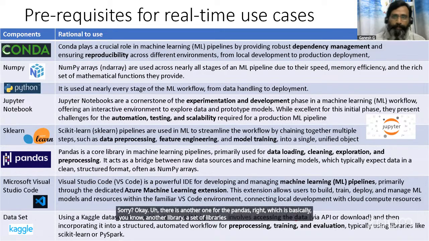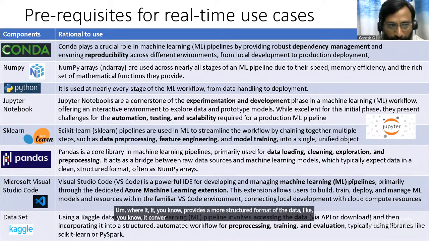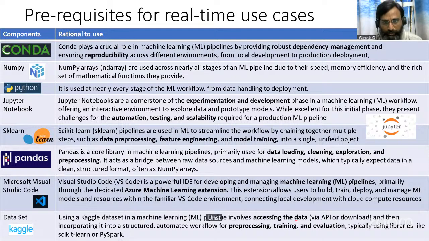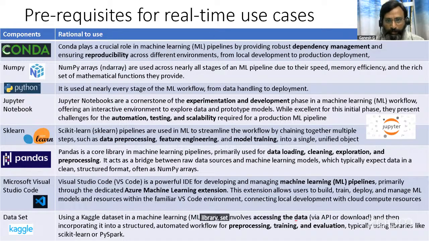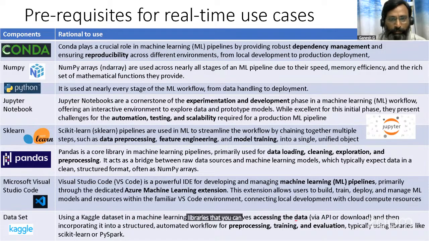It provides a more structured format of the data. It converts the data and puts it into more perspective, going from raw data to formatted data, with a templatized or structured form, like going from unstructured to structured. So it does all the cleaning, exploration, and pre-processing. It also offers a set of libraries in the machine learning pipeline, and that is another feature of pandas. Basically you use NumPy and pandas as a basis to start with, because they have a range of libraries that you can utilize within your pipeline implementation.